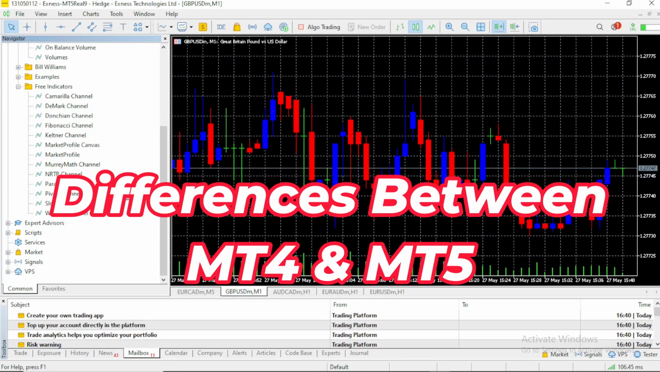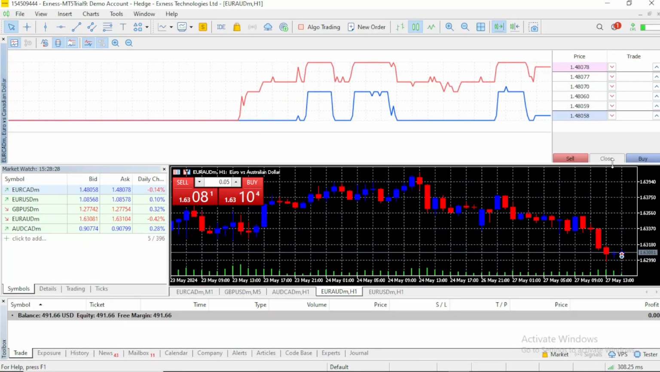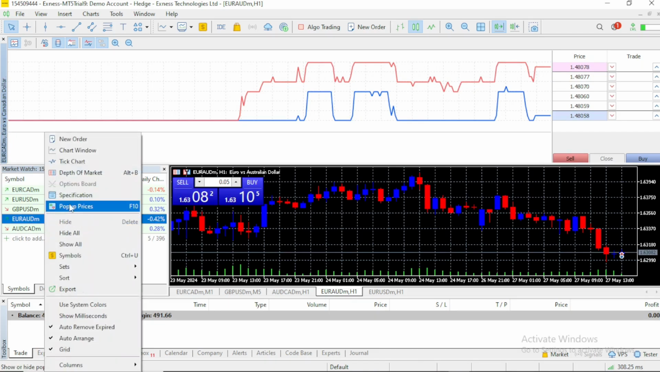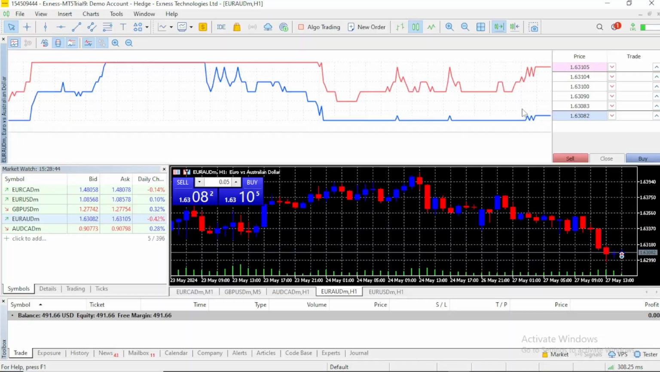Hi, now we are going to mention the differences between MetaTrader 4 and MetaTrader 5. I will only talk about three differences. First is the depth of the market. MT4 does not offer a built-in depth of market feature, but MT5 does. We talked a little bit about it earlier in the series. It shows the current ask and bid price and information that can help you to make decisions while trading.